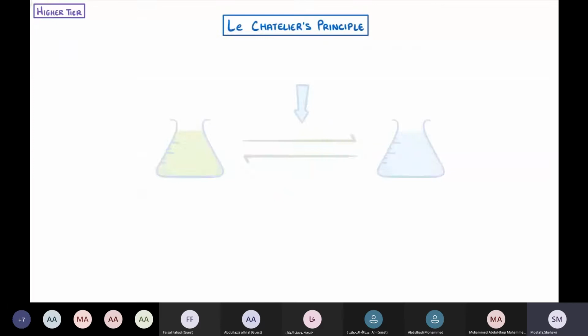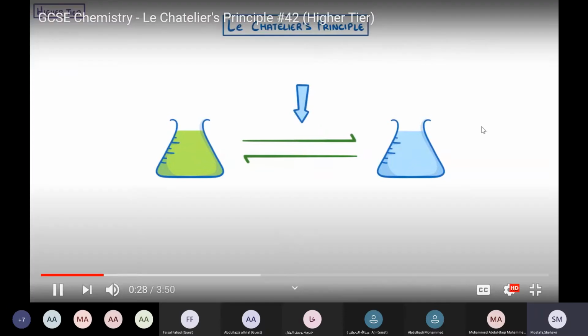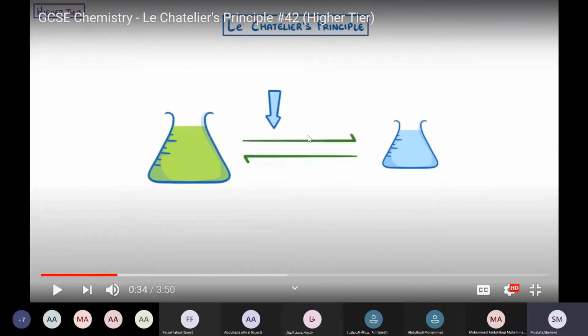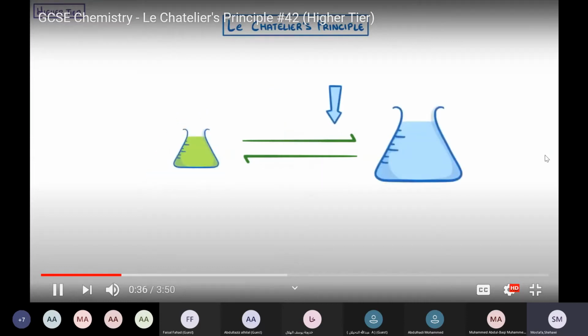We saw in the last video that the position of equilibrium refers to how many reactant particles there are compared to how many product particles there are when at equilibrium. For example, we would say that the equilibrium lies to the left if there are more reactants. So if the amount of reactants is more than the amount of product, this means that the equilibrium lies to the left. If we have the opposite, if the amount of product is greater than the amount of reactants, we would say that the equilibrium lies to the right, so to the right if there are more products.